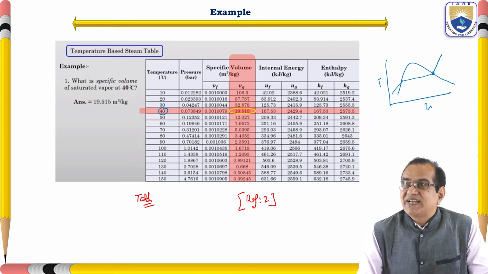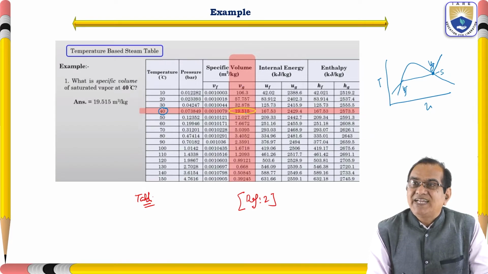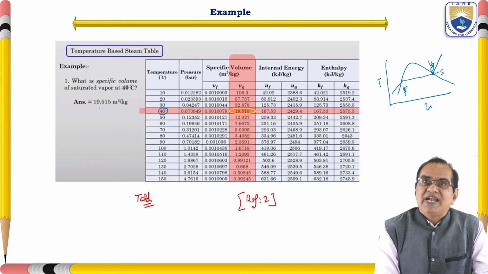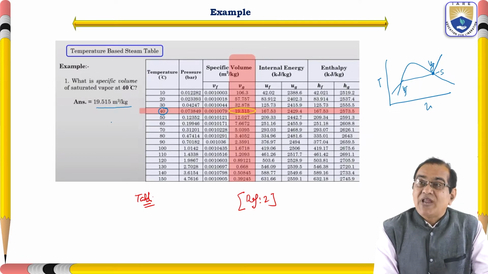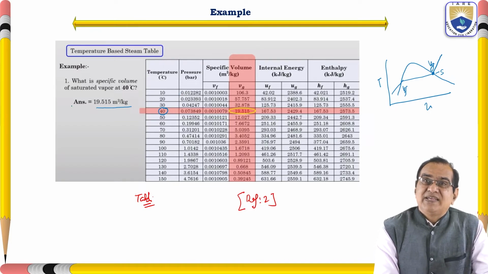This is the saturated point. Means it is a Vg. This is a Vf. So we have to find out Vg at 40 degrees centigrade. So here Vg is 19.515 meter cube per kg. So like this, if you want to find out the saturated vapor and saturated liquid.